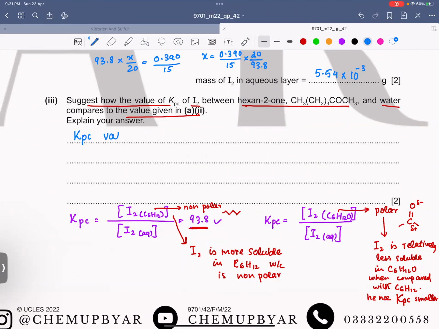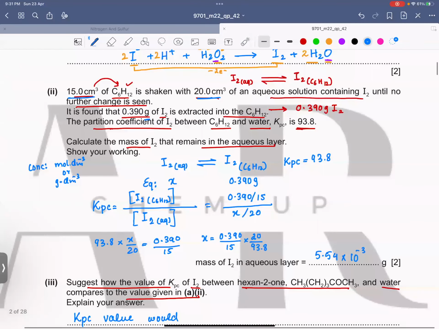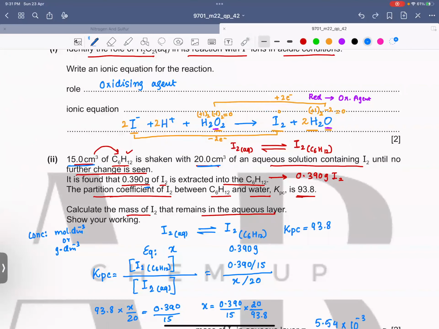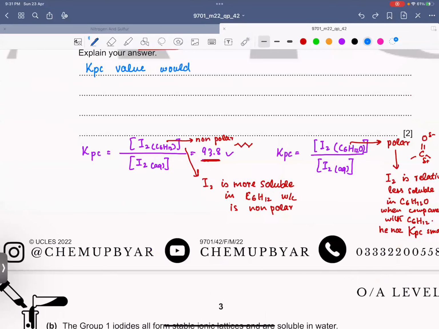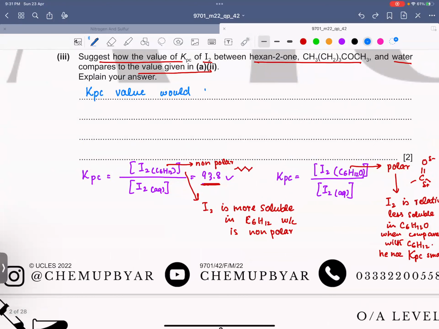KPC value, sir, in hexanone there would be a concentration of iodide ions, iodine molecule, iodine is not an ion. Can you repeat? The I negative, the ion. Yes, the I negative would be greater, but we have converted all the I negative into iodine. Right. Yes, but if there are iodide ions over there, then obviously it must be relatively more soluble in hexanone as compared to cyclohexane. Right. Okay. So the KPC value would be lower.